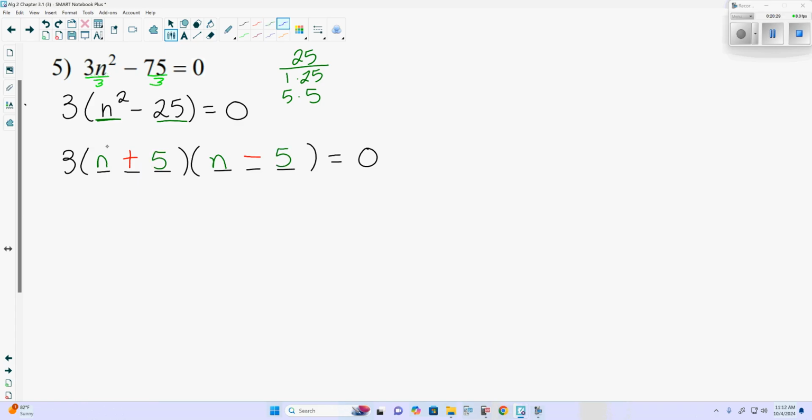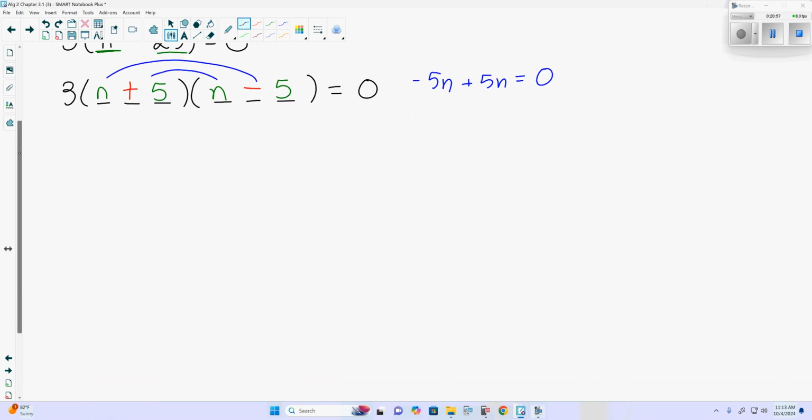Now let's check and see what we get for the middle term. N times negative 5 is negative 5n. 5 times n is 5n. So even though there is no middle term, we can still factor it. Negative 5n plus 5n is 0, just like we wanted. 0n. Questions on how we got to this point here?